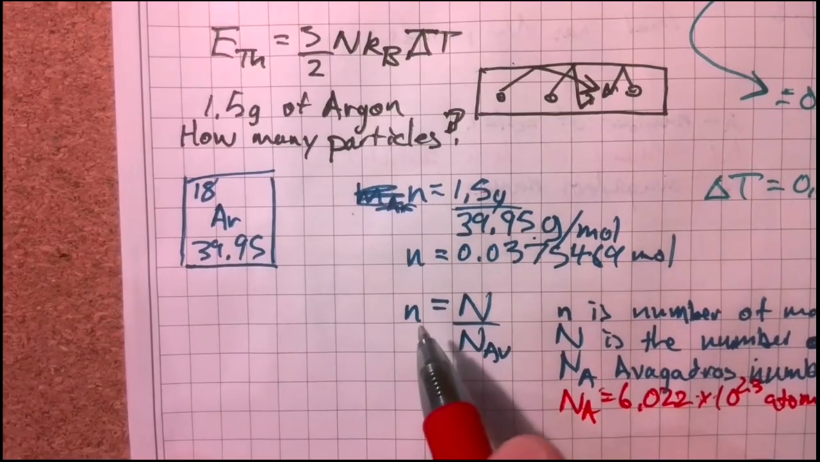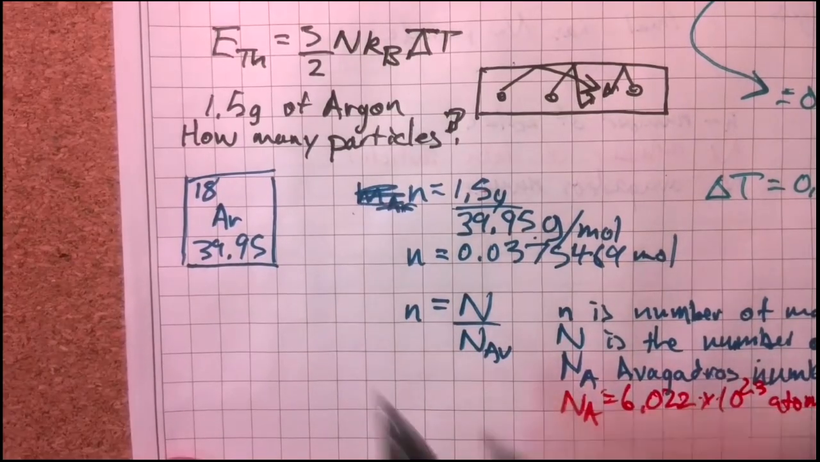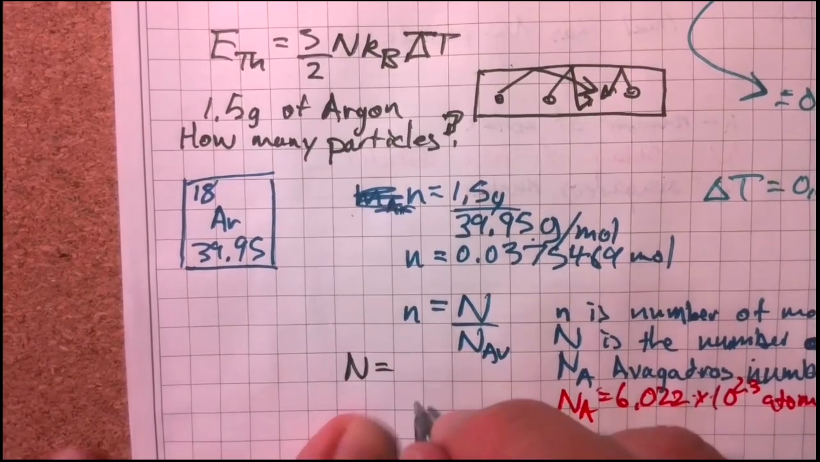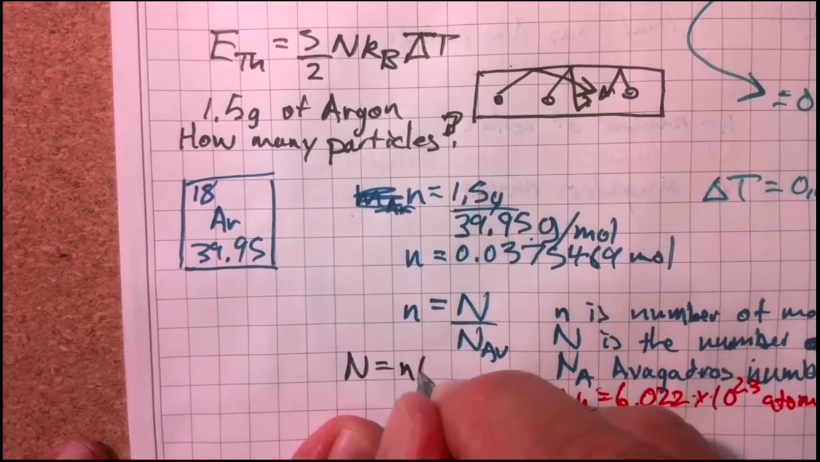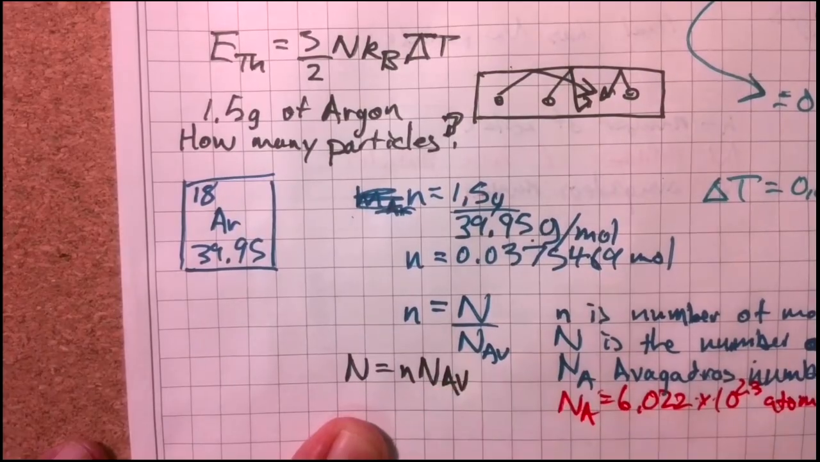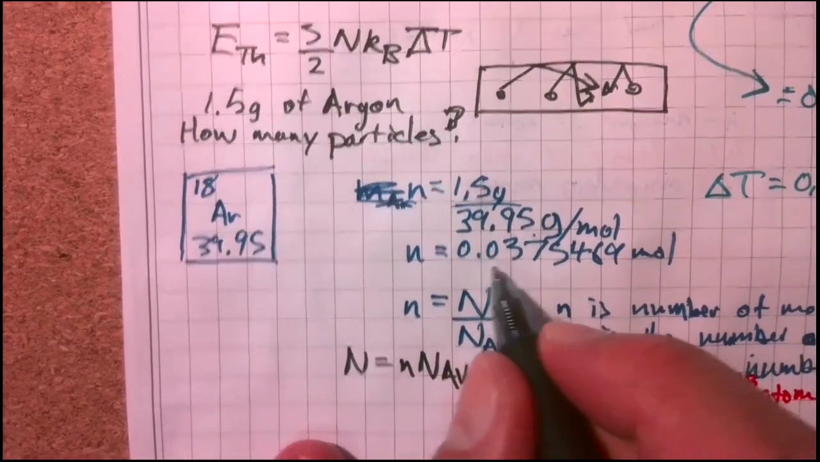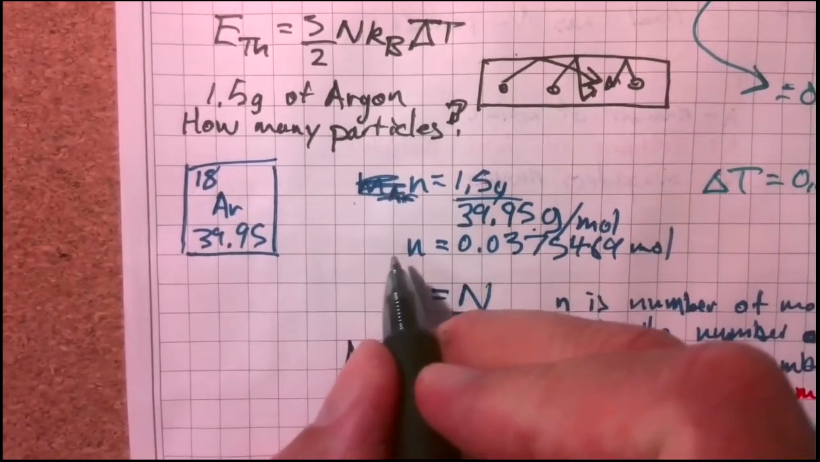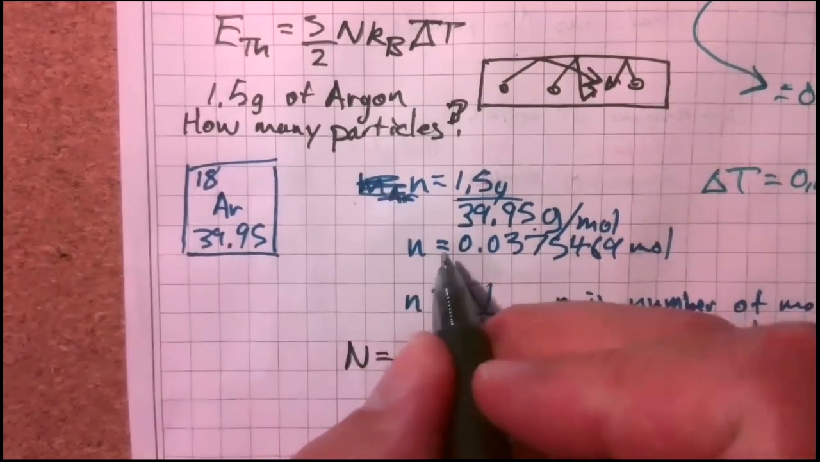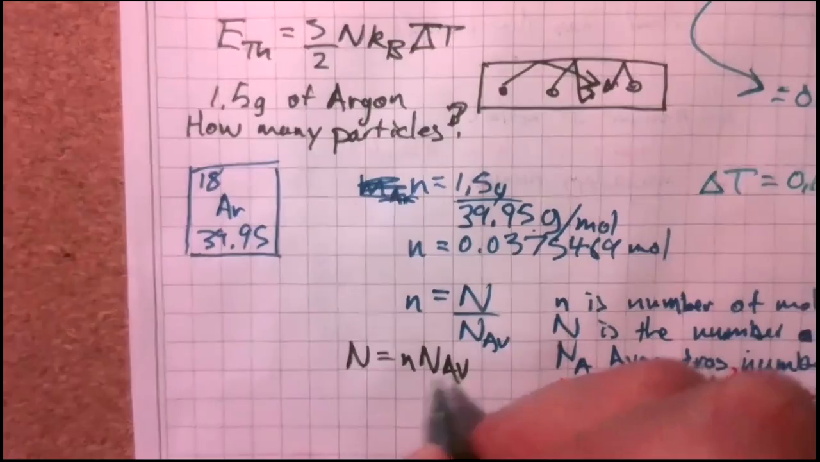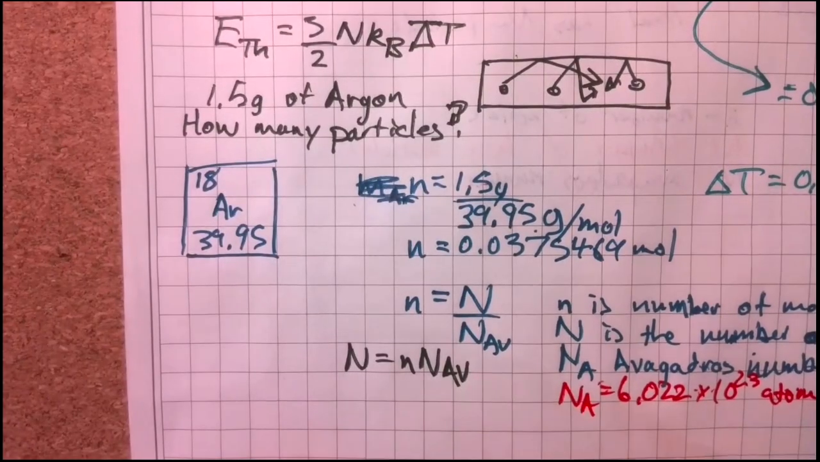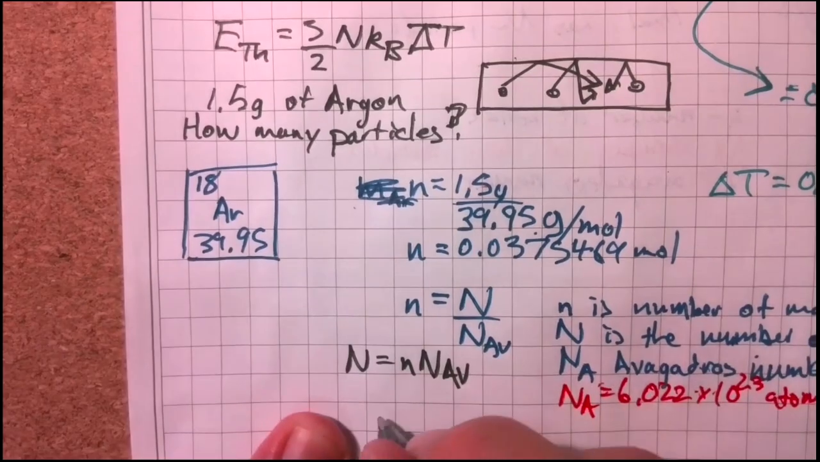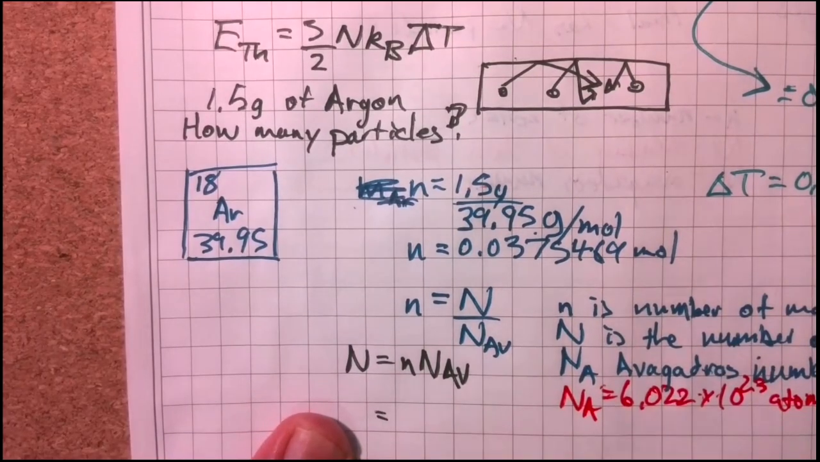Now what I'm going to do here is say big N is equal to little n times big N, Avogadro's number. I'm going to take the number of moles and multiply it by Avogadro's number, and that's going to tell me how many particles I have. That's what I want. I want the number of particles.